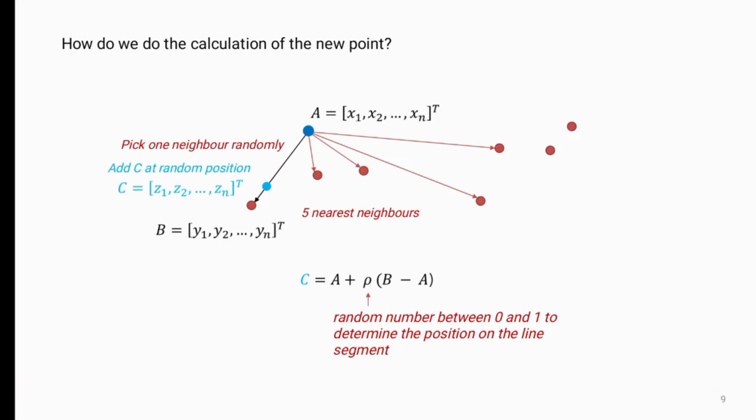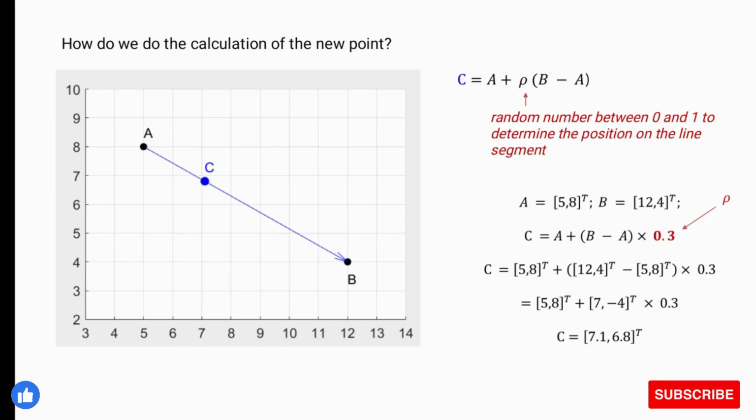So if we're doing this as a 2-dimensional problem, we've got our point A, which is at 5, 8, and we've got our position B, which is at 12, 4. So those are my positions, my A and B. Now, my row I have picked randomly to be 0.3.